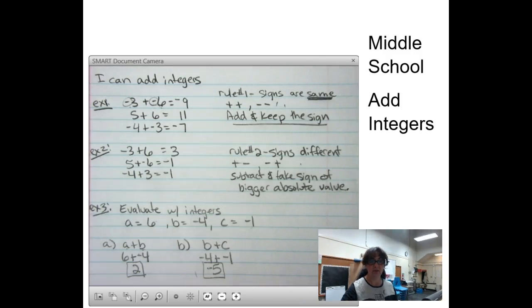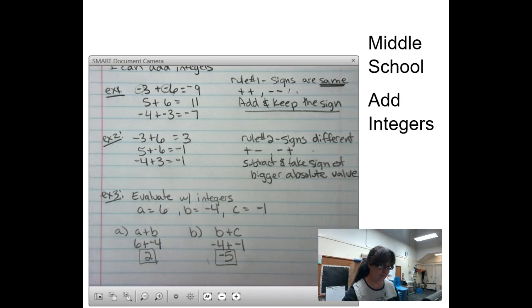Okay? So those are the only 3 types of things you're going to have except for word problems, and we'll work on word problems together. Okay? So go ahead and do your worksheet for this page.